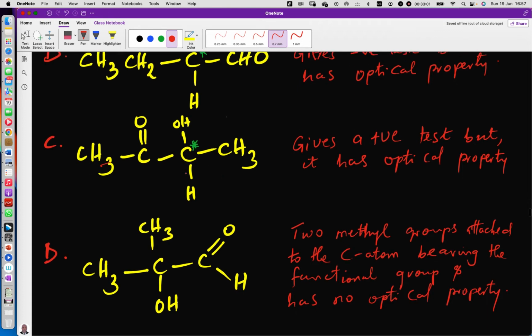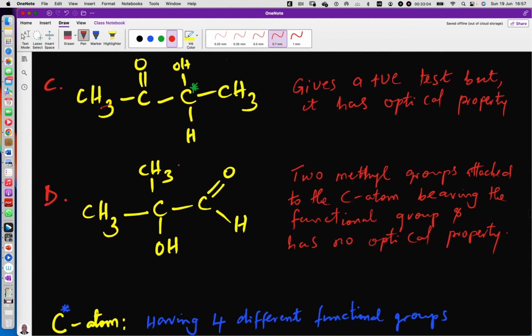So C has failed. D would have been possible, but it has 2 methyl groups attached to the carbon atom having the functional group. That is not possible, and again, it has no optical property. So it is not possible.